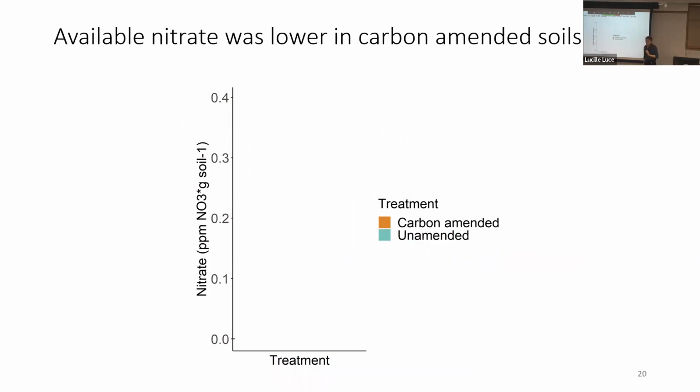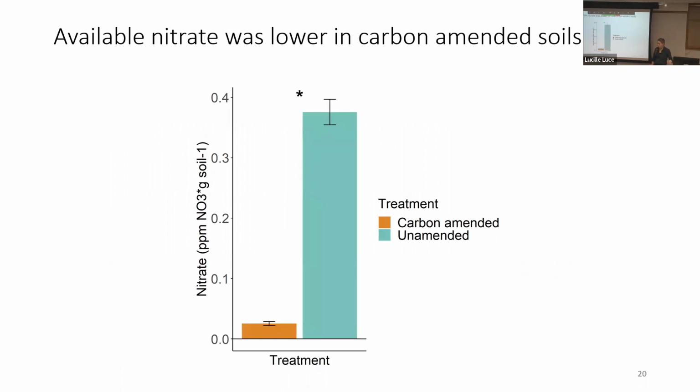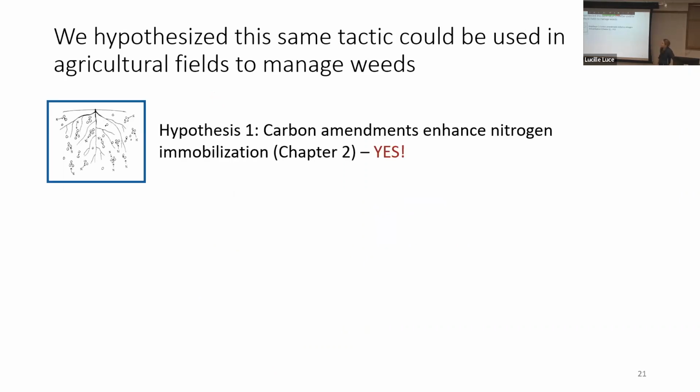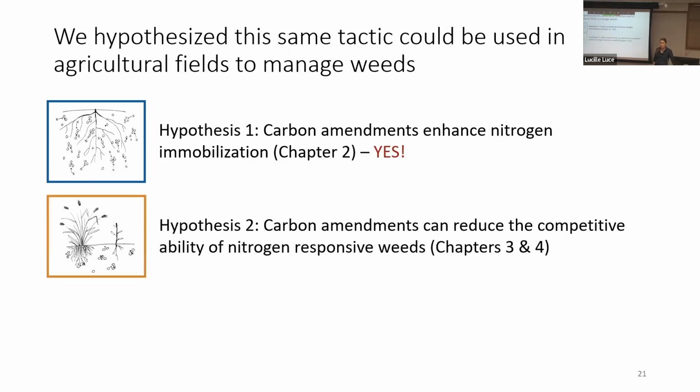Then we looked at nitrogen availability with that nitrate from the resin bag. And we see that we had significantly more nitrate available in our unamended soils and less nitrate available in our carbon amended soils. So this indicates to us that we are actually causing nitrogen immobilization with carbon amendments. So yeah, the first hypothesis: carbon amendments can stimulate nitrogen immobilization.